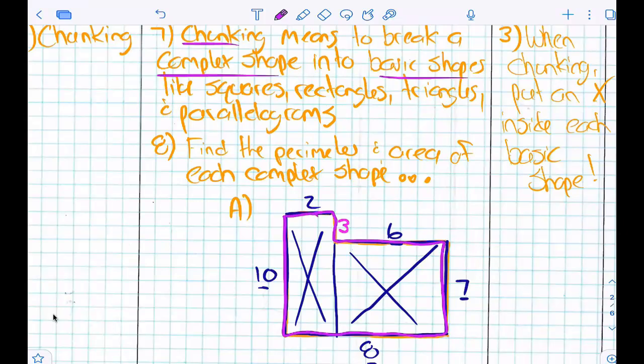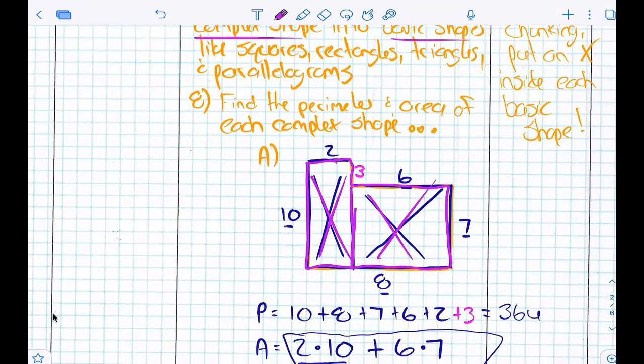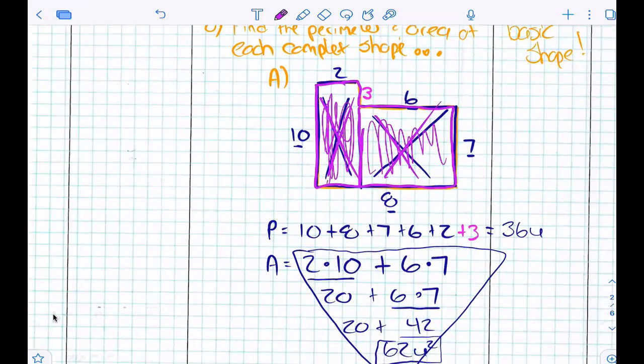It is not basic. But I could actually draw a line right down here and put an X there and an X there. And do I have two basic shapes now? Looks like I have two rectangles, right? So all I would need to do then is find the area of that rectangle, yes? And find the area of that rectangle, right? And add them together to get my total area, which I did down here, yes?